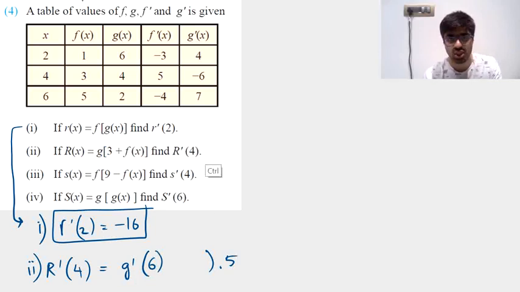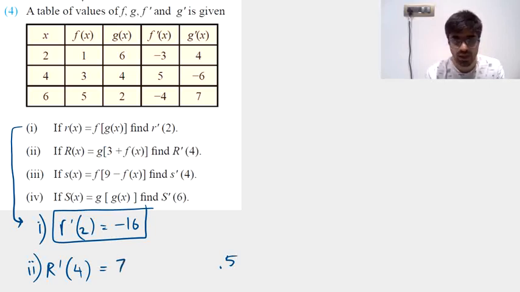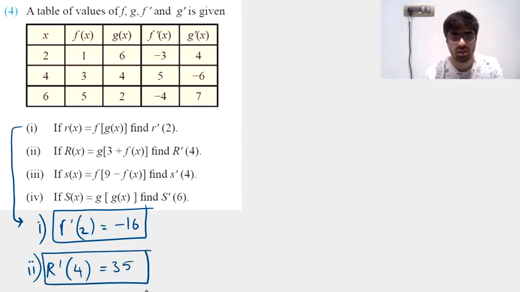So we have g dash 6. G dash 6 will be equal to 7. So we have this value as 7. And finally we have 7 into 5, which will be equal to 35. So that's the final value for r dash 4. In a similar way, you can try calculating the other expressions, which are s of x. So you need s dash 4.